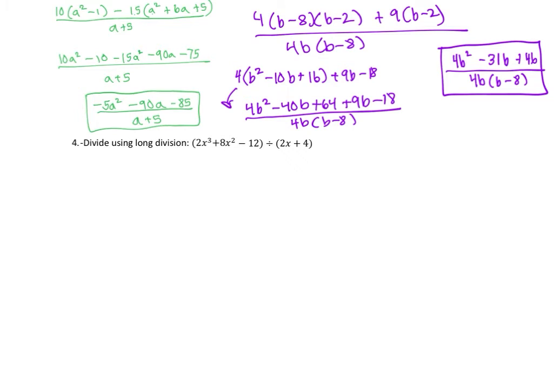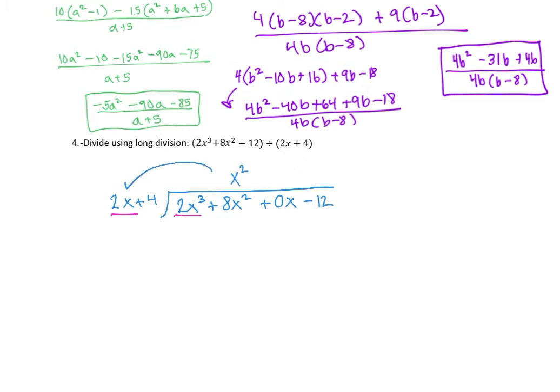So what we want to do is start by setting the problem up. We're going to take this 2x plus 4 and we're going to divide it into 2x cubed plus 8x squared. Notice that I have no x's, so I'm going to write 0x minus 12. You must have a placeholder there. All right, now let's go do the process. How many times does 2x go into 2x cubed? That would be x squared.